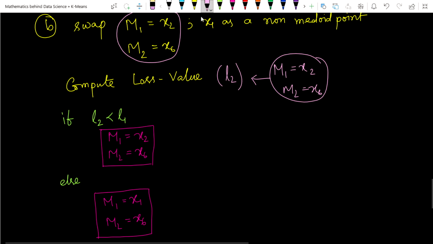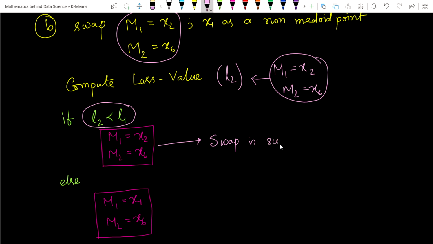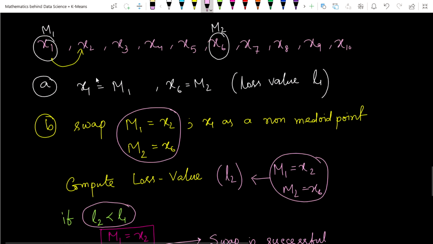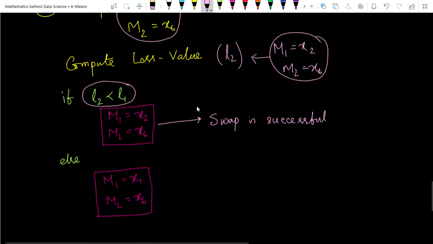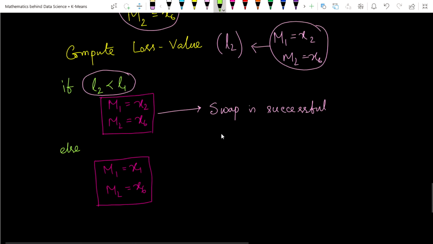So what does this stage mean? If L2 is less than L1, it means our swap is successful. We have 10 points here, so how many swaps are possible? A lot, because if the data set is large, there may be a large number of swaps. So the number of possible swaps is very large.